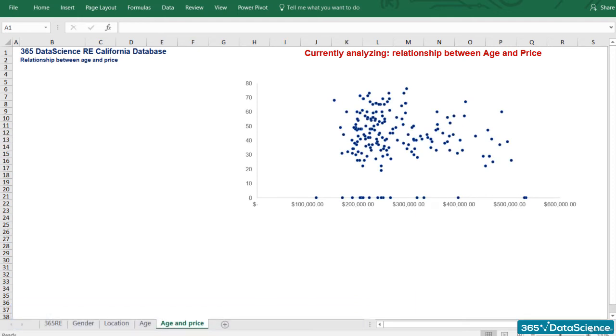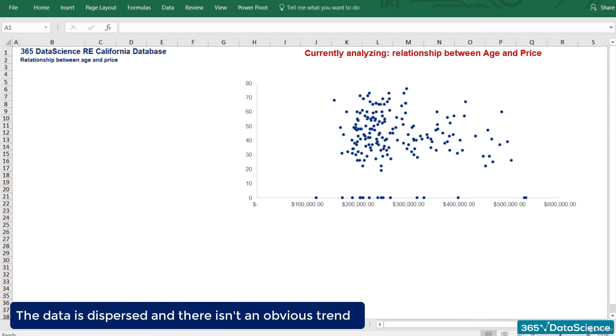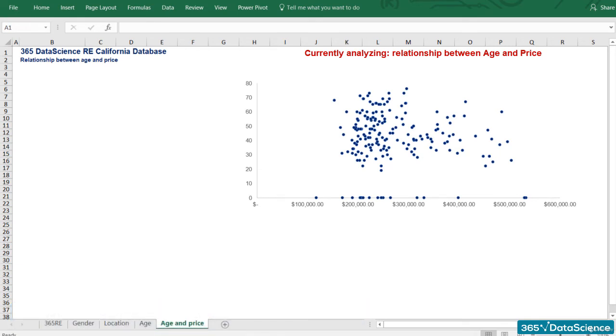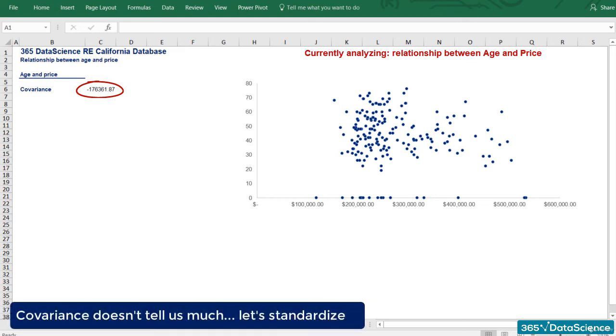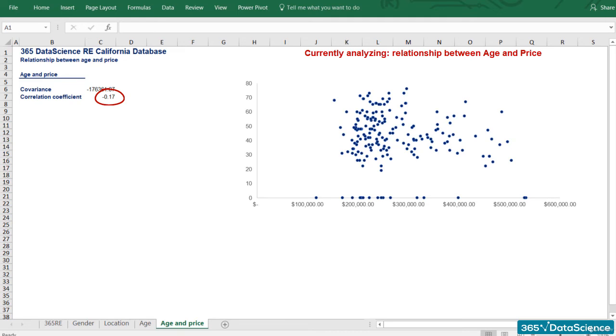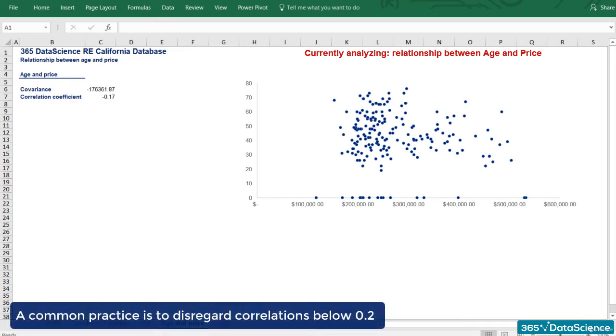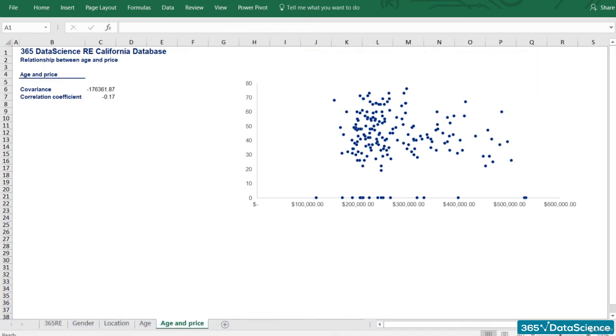It seems that it is pretty dispersed and there isn't an obvious trend. Let's confirm this observation by calculating the covariance of the two variables. We get this enormous value that doesn't tell us much. So, it's suitable to standardize it by using the correlation coefficient. The value that we get is minus 0.17. Much better. This correlation is very low. A common practice is to disregard correlations that are below 0.2. All right, so real estate expenditure is not related to age.